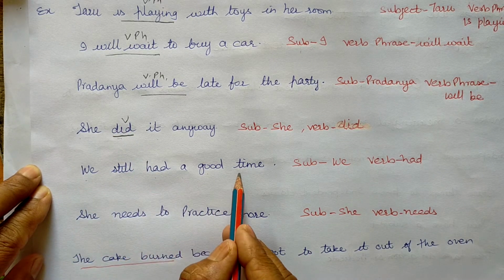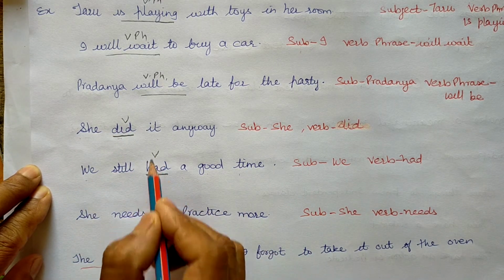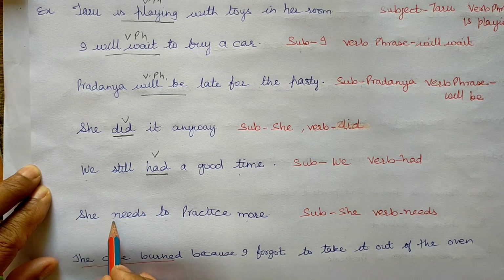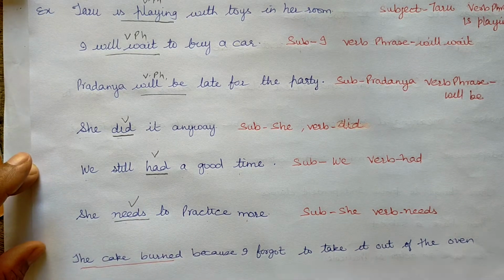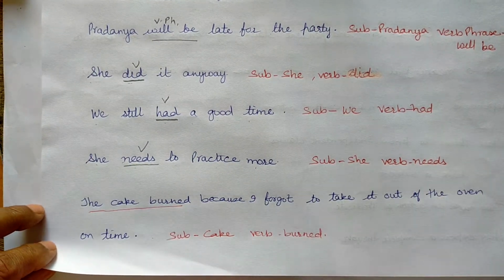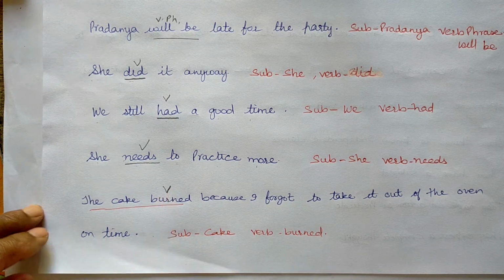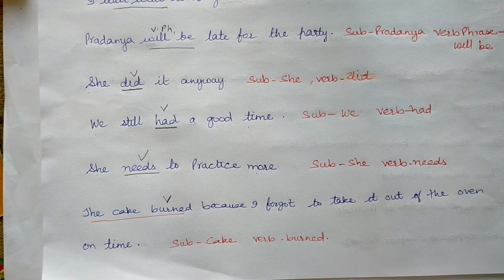We still had a good time. Here had is the verb. She needs to practice more. Here needs is the verb. The cake burned because I forgot to take it out of the oven on time. Here burned is the verb. So all these sentences have a subject and a verb.